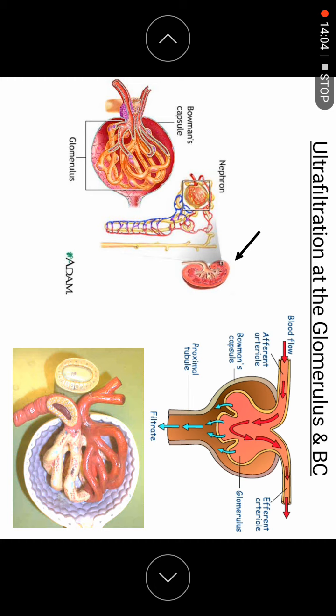We see here, this one is another zoom in. In the kidney, I zoom in on one little dot here. This is one nephron, and from the nephron, we zoom into this Bowman capsule. And the Bowman capsule will look like this.